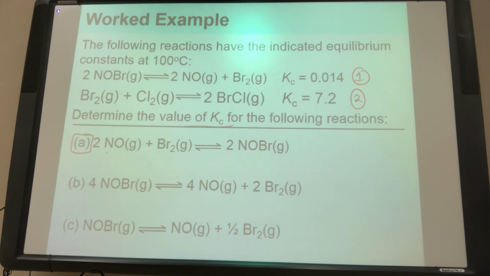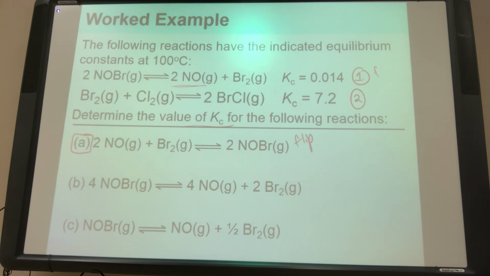So let's look. I'm trying to get NO. Who has NO in it? He doesn't have NO. He has NO. Is NO on the correct side? Here he's on the left, here he's on the right. So I need to flip him. So I'm like, okay, I need to flip him.